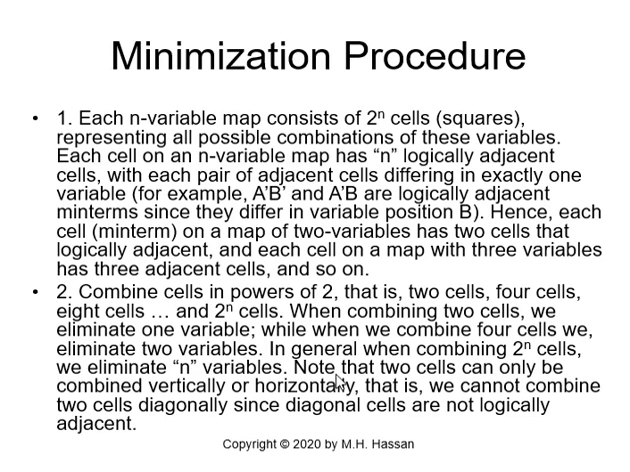Note that two cells can only be combined vertically or horizontally. We cannot combine two cells diagonally, since diagonal cells are not logically adjacent. We can combine only logically adjacent cells. So when we combine, we put a square or a rectangle around the cells, whether it is a horizontal or vertical rectangle.